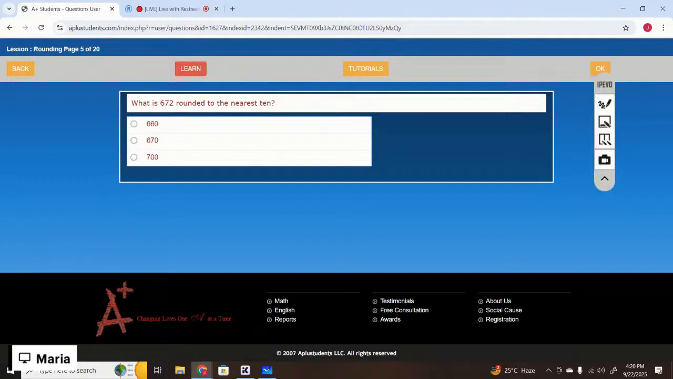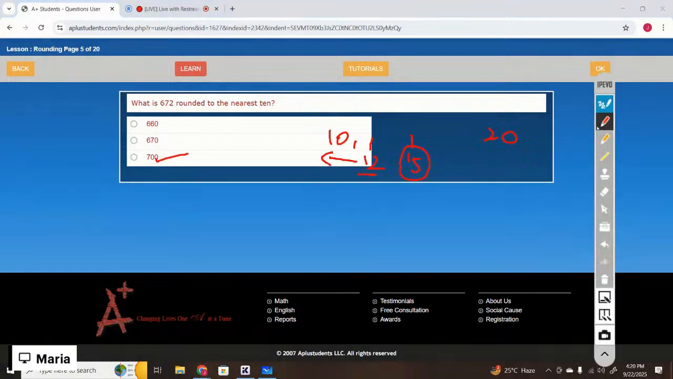What is 672 rounded to nearest 10? So which is the correct option? Now we need to round just the tens, right? 672. 7 is at the tens position. Right next to 7 you have 2. So we need to round down. So it would be rounded to 670.